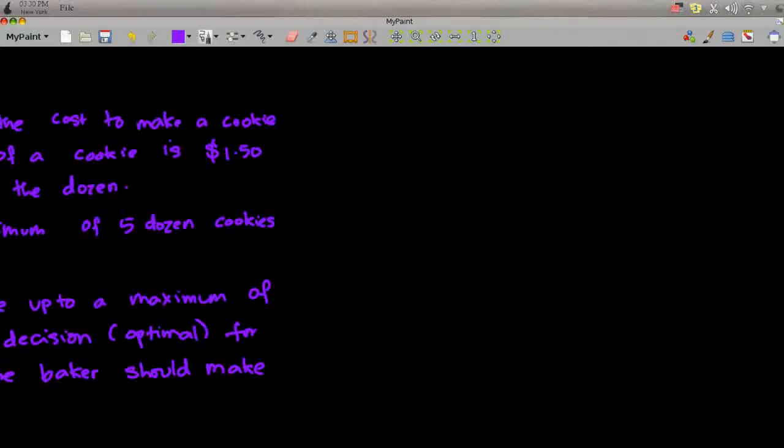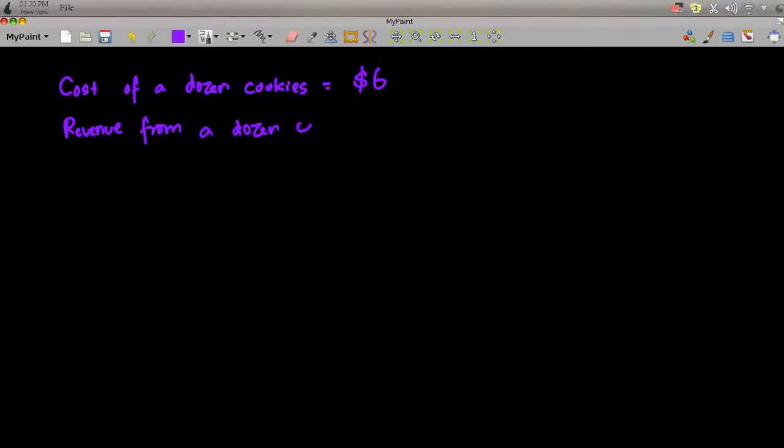Based on the problem, if it costs 50 cents to make a cookie, the manufacturing cost of a dozen cookies would be $6. The revenue generated from a dozen cookies would be $9. Now, how did I get this? It's just 50 cents times 12 cookies per dozen, which gives you 6. $1.50 times 12 cookies per dozen gives you 9.